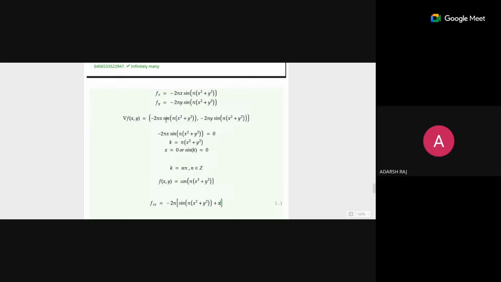And now you have to differentiate this, right? Cos pi (x square plus y square). Pi times the value of x squared plus y squared. You can write 2 pi x. So we have basically to differentiate this. To differentiate this, what do we get? So cos of pi (x square plus y square) into 2 pi x.